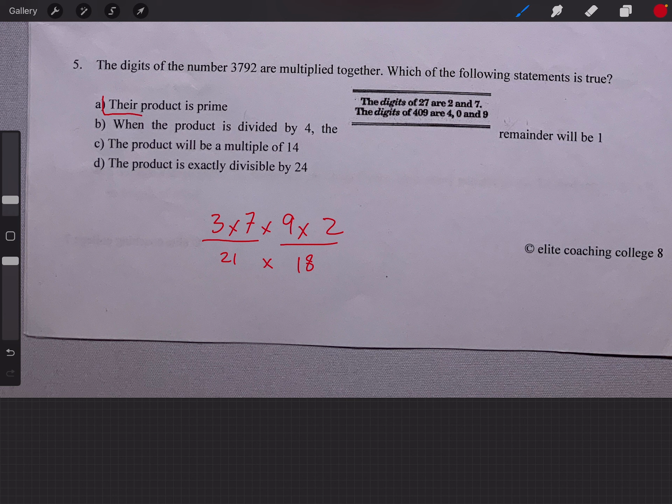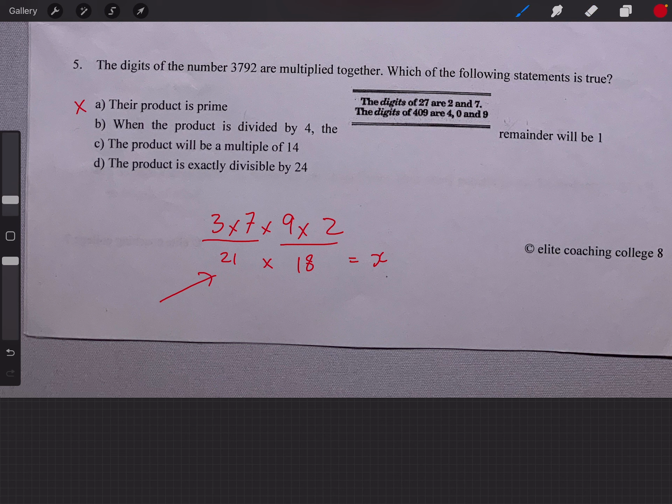Their product is a prime. Is that true? No. How can their product be a prime if these numbers have been multiplied together? Whatever answer I get, let's call this answer X. I could divide this by 21 and 18. If it can be divided like that, then it's not a prime number. A prime number can only be divided by 1 and itself. So that's not true.